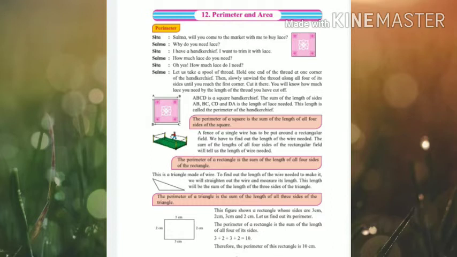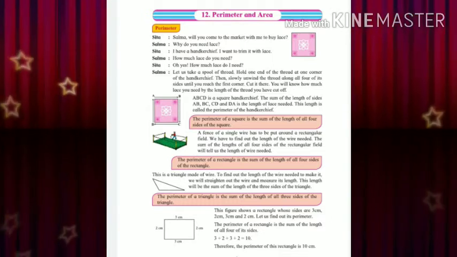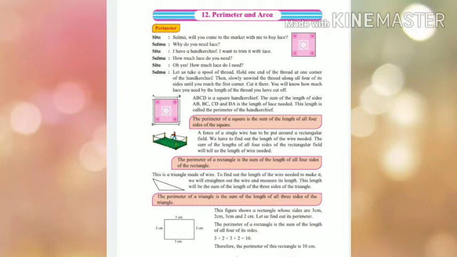Salma, let us take a spool of thread. Hold one end of the thread at one corner of the handkerchief. Then slowly unwind the thread along all four of its sides until you reach the first corner. Cut it there. You will know how much lace you need by the length of the thread you have cut off.